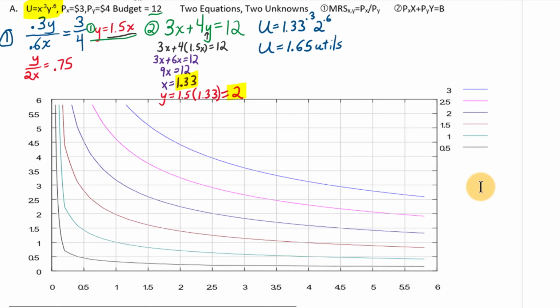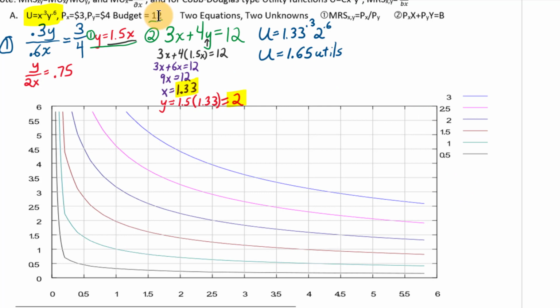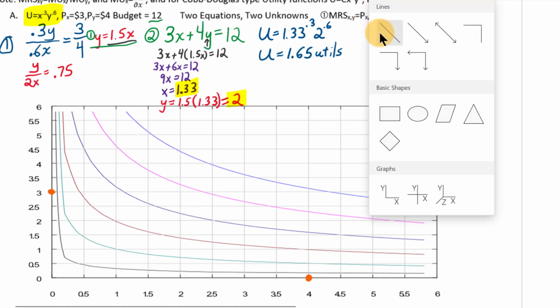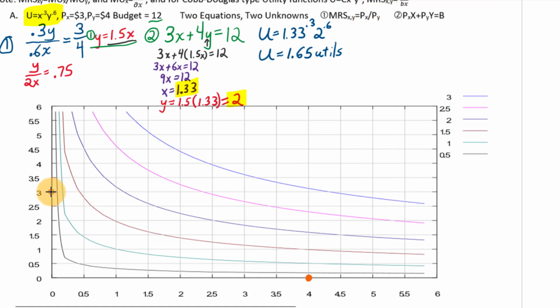So let's graph everything here to make sure that it looks like it's okay. We want to graph the budget line. So let's graph the budget line first. If we have $12 and we spent all $12 on X's, 12 divided by 3 says we could afford 4 units right here. And if we spent all $12 on Y, 12 divided by 4 would be we could afford 3 Y's at most. Let's connect those 2 points.